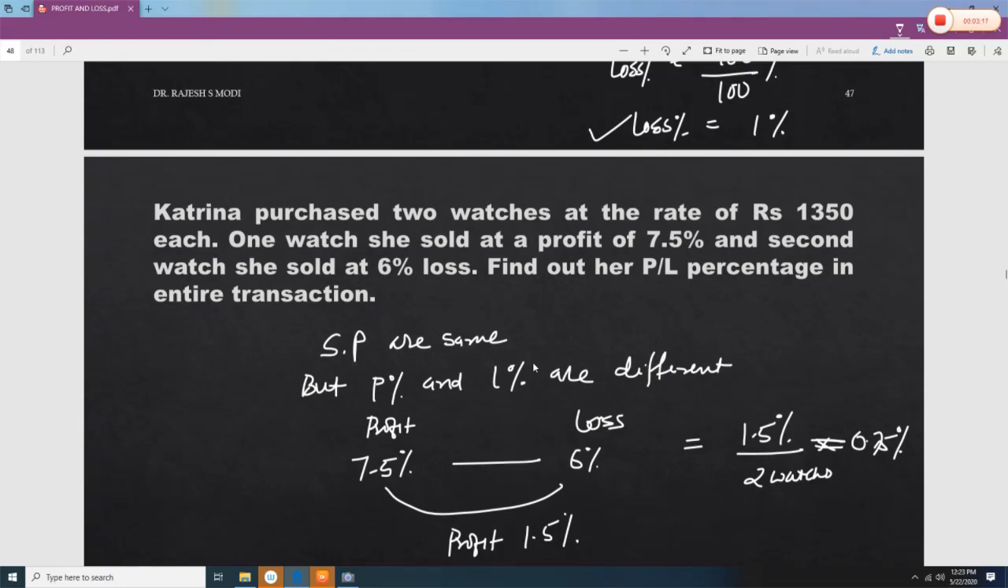Katrina purchased two watches at the rate of rupees 1,350 each. One watch she sold at a profit of 7.5% and the second at 6%. Now here you know the profit percentages are different. So on one transaction she made a profit of 7.5% and on another transaction she made a profit of 6%. So if you see the difference, it is 1.5%. Now 1.5% she is making a profit on two transactions. So her profit is 0.75%.